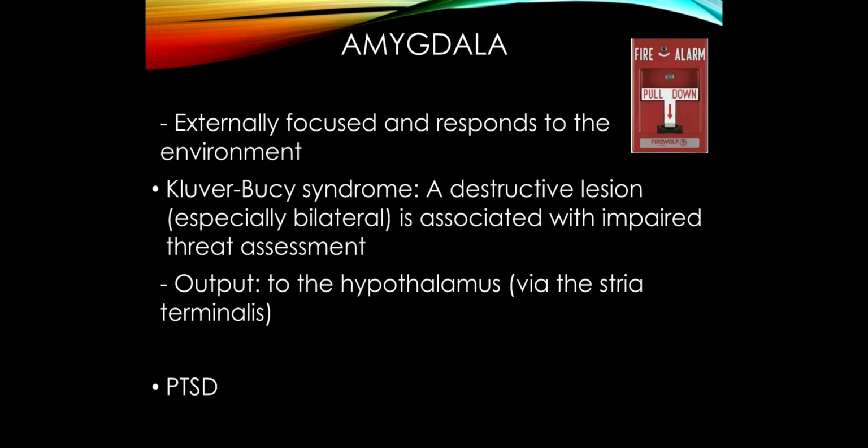So the hippocampus talks to the hypothalamus. The amygdala also talks to the hypothalamus. Remember, the hippocampus talks to the hypothalamus, the mammillary bodies, via the columns of the fornix. The hypothalamus talks to the amygdala via the stria terminalis.